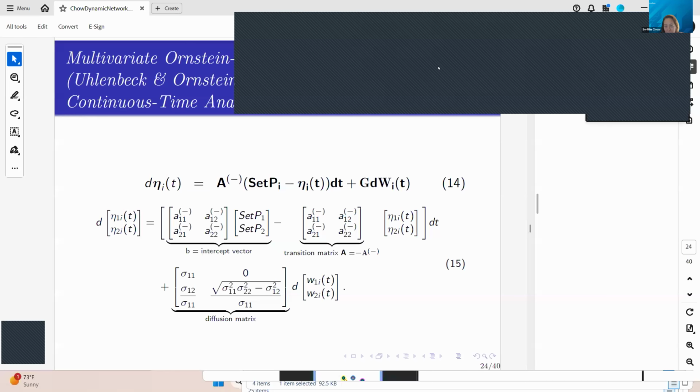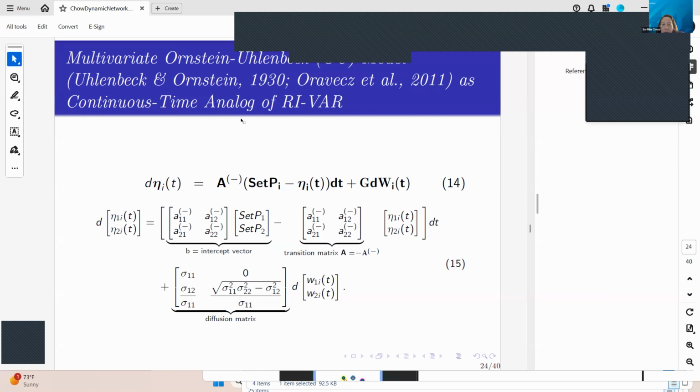Can you see my screen? Okay. So in discrete time, when we write about the VAR process as fluctuating around the set point, we typically write eta at t minus one minus the set point, right? Here you can see that it is arranged such that the set point is in front. So in continuous time, this negative sign basically makes sure that you move towards the set point rather than going away from it.